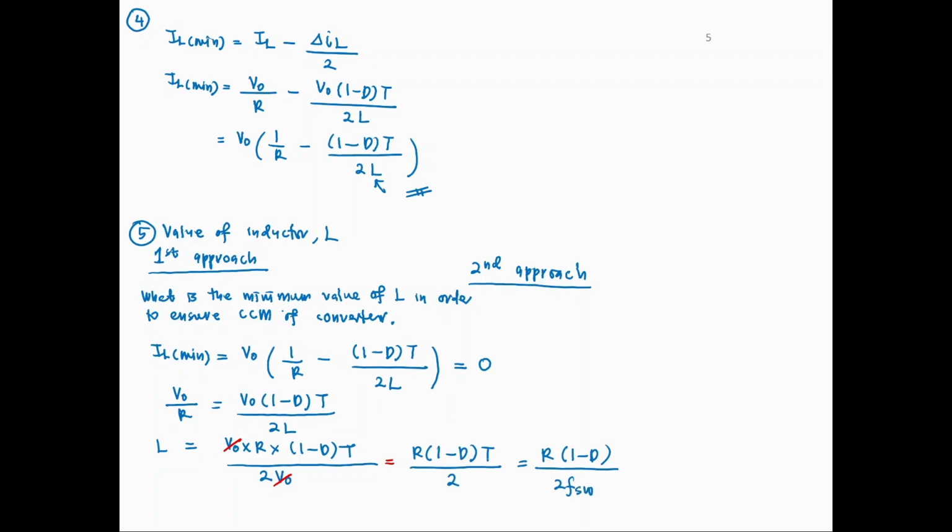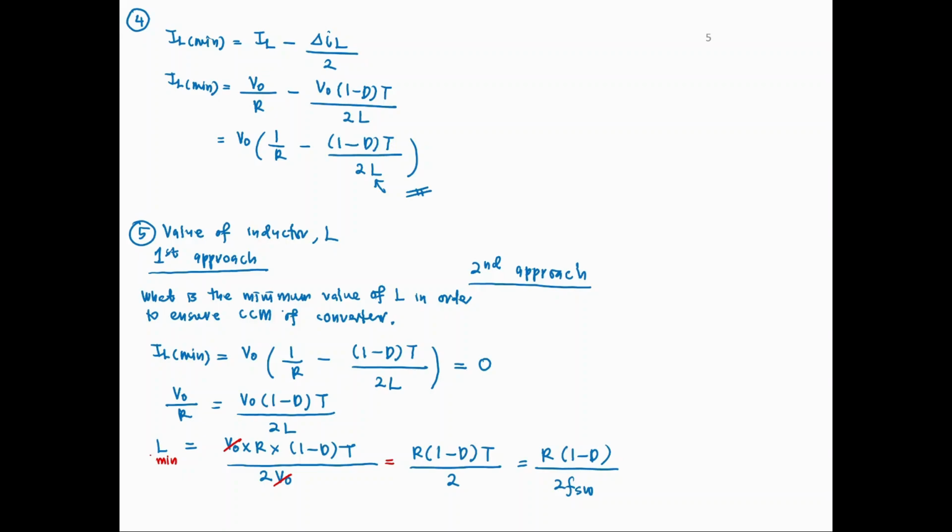Okay, I replace T by 1 over F. Okay, so this is the equation, which is L min. Okay, which is the minimum value of the inductor. So this L min is actually what we call as the boundary of CCM and DCM.